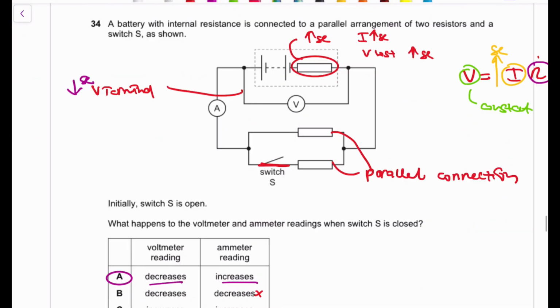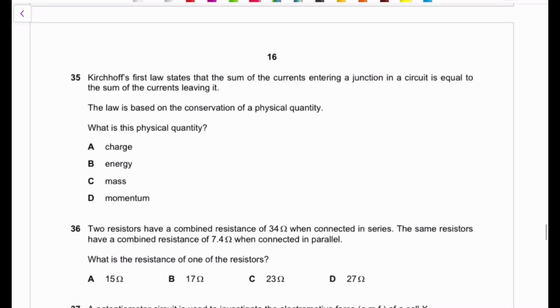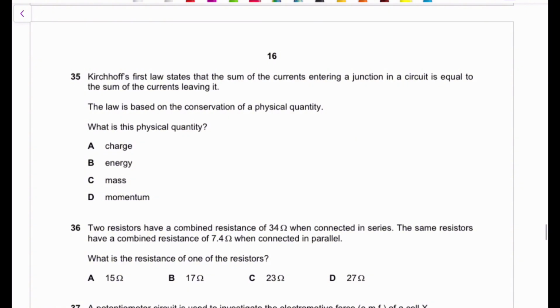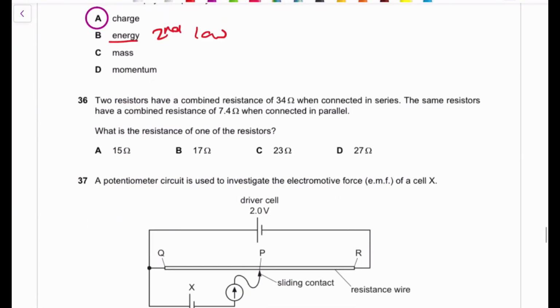Okay, so very important. Question 35, basically about Kirchhoff's first law. The sum of current entering a junction is equal to the sum of current leaving it. Basically, we'll be conserving charge, right? So Kirchhoff's first law is conservation of charge. Kirchhoff's second law is basically conservation of energy, right?